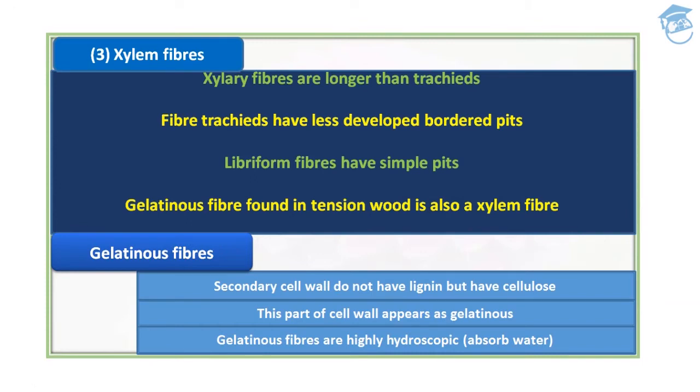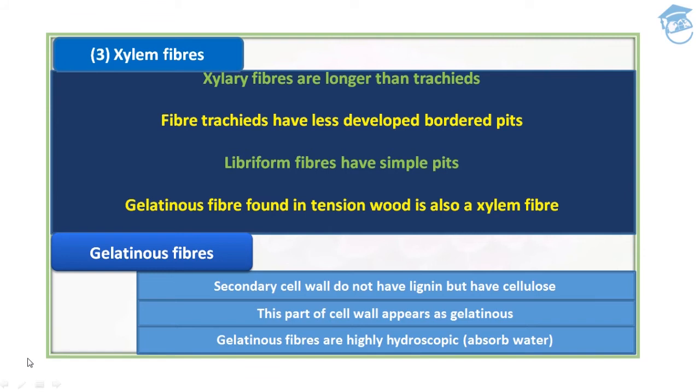Xylary fibers are longer than tracheids. Please note that. Okay, it is very important to know that xylary fibers are longer than tracheids. And fiber tracheids have less developed bordered pits, and libriform fibers have small pits. Gelatinous fibers, which are found in tension wood, are also xylem fibers.